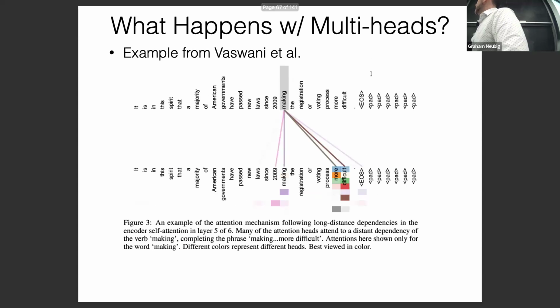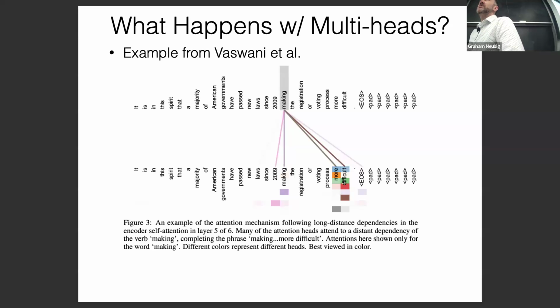And so I didn't really explicitly expand the attention vectors in the previous diagram, but I have them here. This is an example from the Vaswani et al. paper, and they're showing what happens when you calculate self-attention. This is the self-attention values for the word making. And the self-attention values for the word making are mostly attending to more difficult.